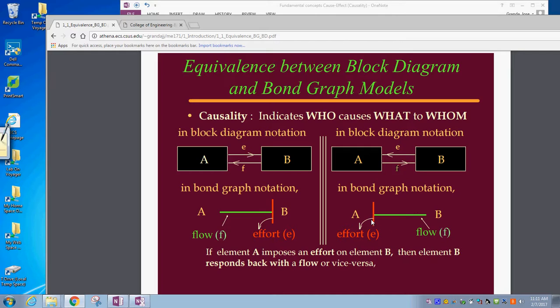See? So that's a very basic concept on how we apply this idea of the cause and effect, and the idea of which cause is the flow and which cause is the effort. Like in this case, A applies the effort on B, B responds with a flow. In this case, A applies a flow on B, B responds with an effort. See, that's how it works. So that's the very basic concept of cause and effect, or so-called causality.